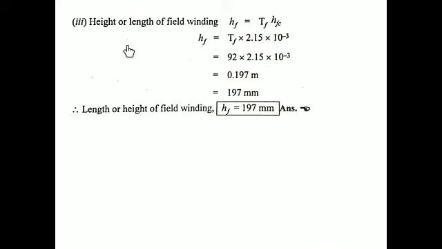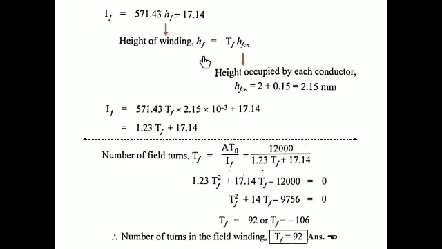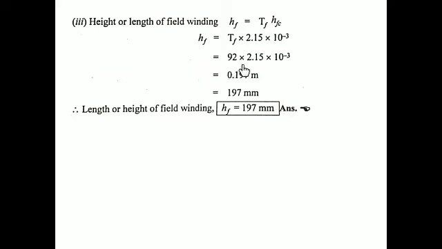Then, the third item, you need to find the height or length of the field winding. So this is nothing but HF. To find the HF, the formula is TF into HFC. So this is the previous content. Here itself you declared HF is equal to TF into HFCN. HFCN is already declared as 2.15. This TF is found by this equation as 92. Now substitute all this, and you get the value, converting mm into meter. So simplify this and find the HF value.